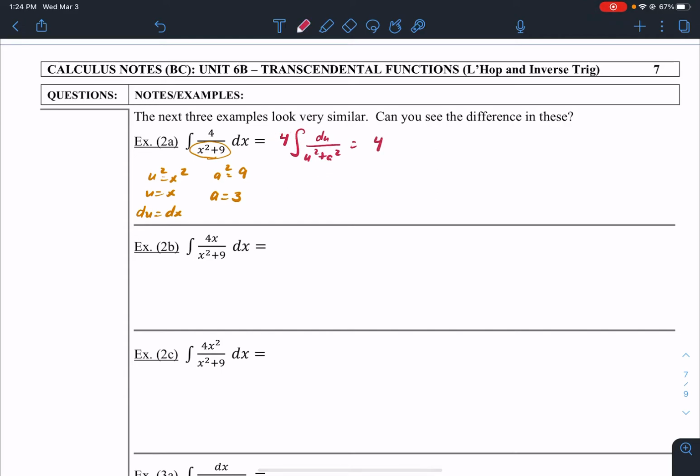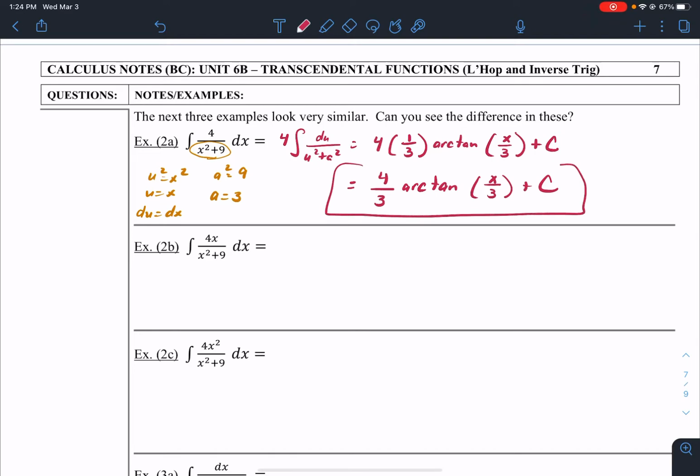So we're going to have 4, and then this is arctan, so we have the 1 over a. 1 over 3 arctan of u over a, which is x over 3, plus c. So the only thing we can do is multiply that 4 and 1/3 together in order to simplify this. So the technique of integration on this one was using inverse trig.